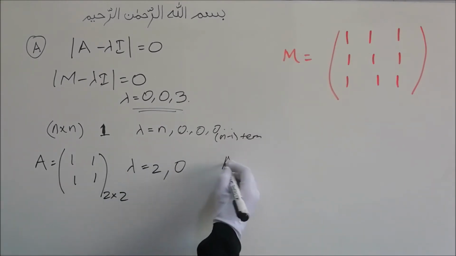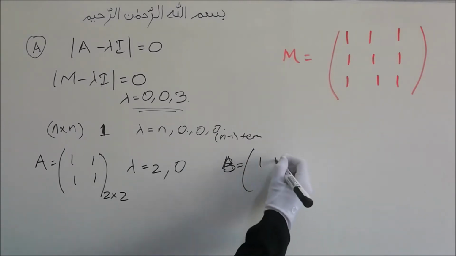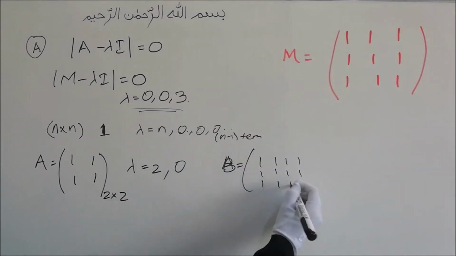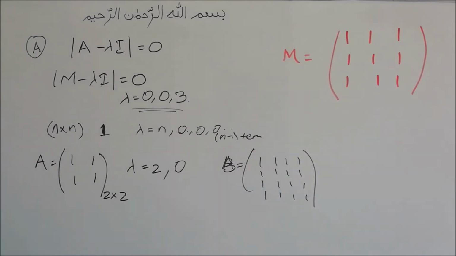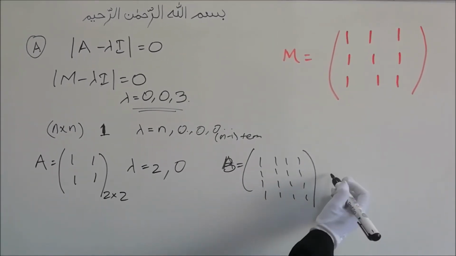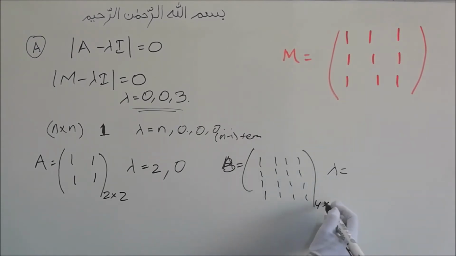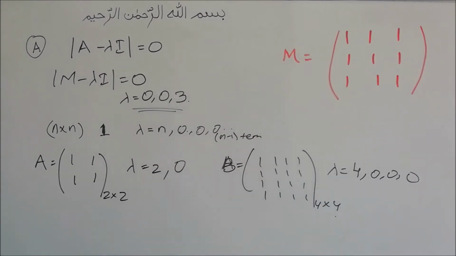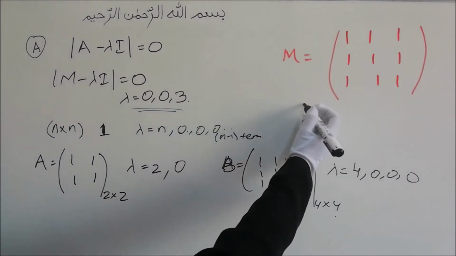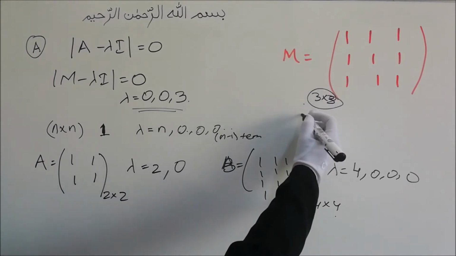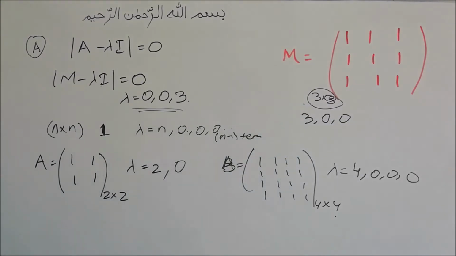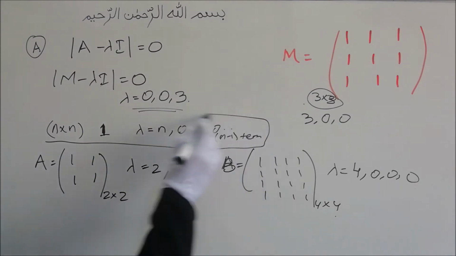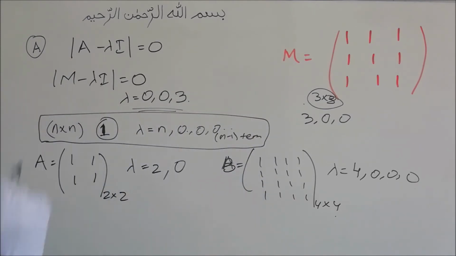If I have another matrix, let's call this B, with all elements 1, it is a 4 by 4 matrix. Then what will the eigenvalues be? One eigenvalue will be 4. The other 3 eigenvalues will always be 0. Thus for this matrix, which is a 3 by 3 matrix, one eigenvalue is going to be 3 and the other 2 eigenvalues are 0. This you have to remember for an n by n matrix with all elements equal to 1. So this gives our answer to be the second one.